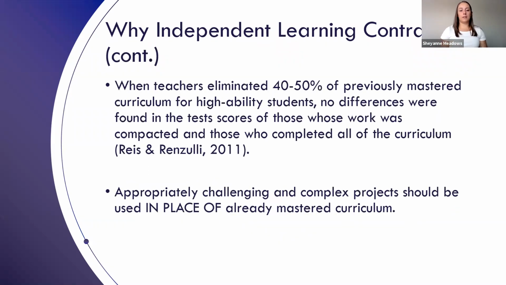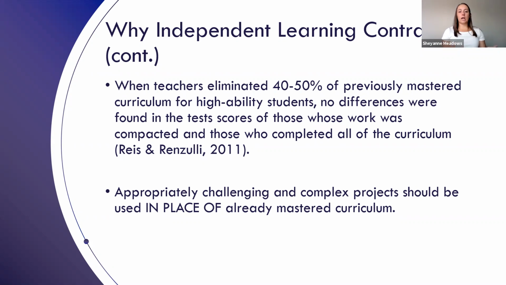In a study by Reese and Renzulli done in 2011, they saw that teachers eliminated 40 to 50% of the previously mastered curriculum and found that the test scores of those students were not any different than the ones who went through the whole curriculum. A lot of times we have this stigma that students need to go through the entire scope and sequence and every single standard in order to score well on the test. But studies have shown that even if we take out the 50% of standards they already know and allow them to do an extension activity, it doesn't change their test scores in a negative way.